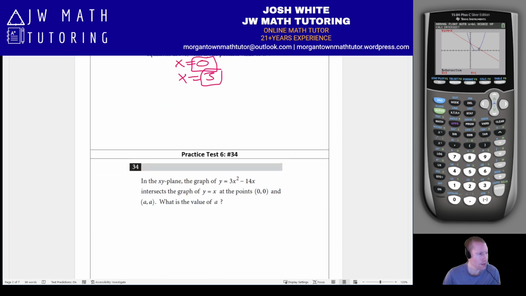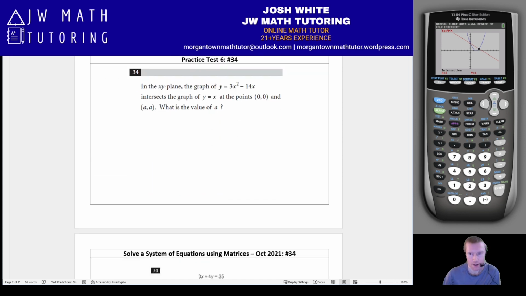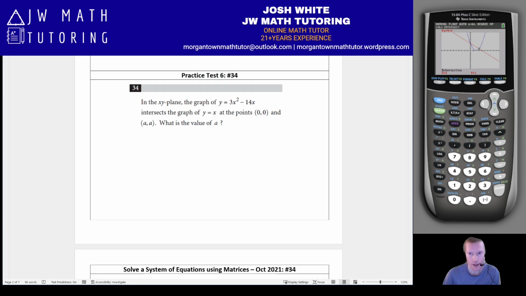The next problem is from practice test number 6. It's problem number 34. And so what's going on here is, again, we have two different functions that are intersecting. So the first one is going to be 3x squared minus, and rather than just delete the whole thing, I'll just insert some digits as needed, minus 14x. Okay, now I can delete. And the second one is just y equals x.